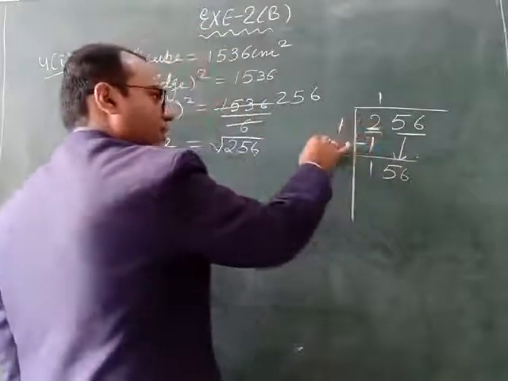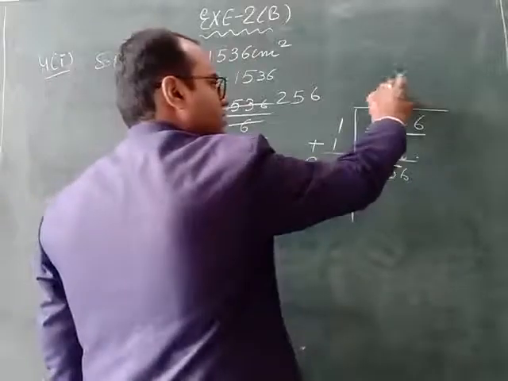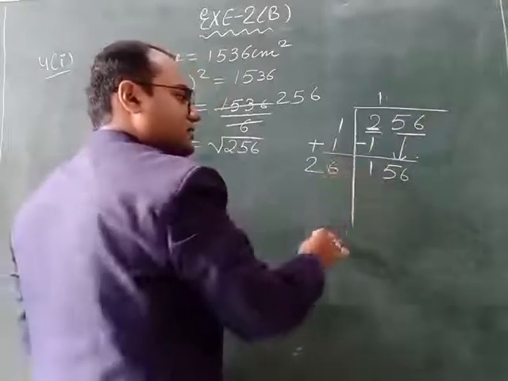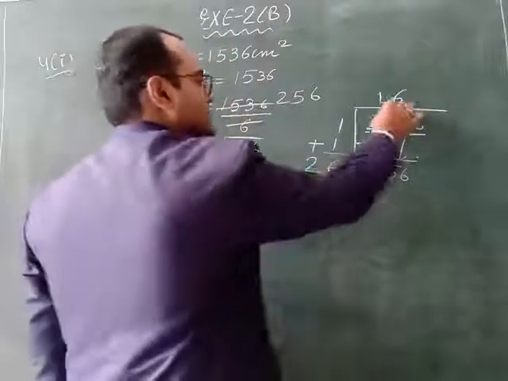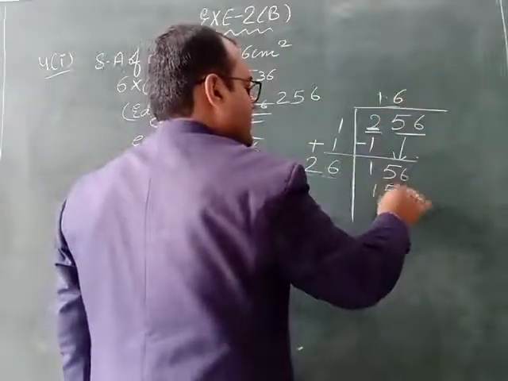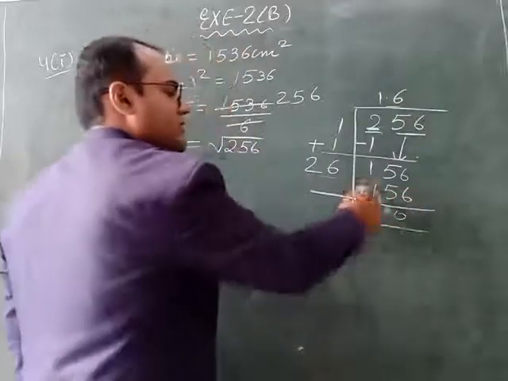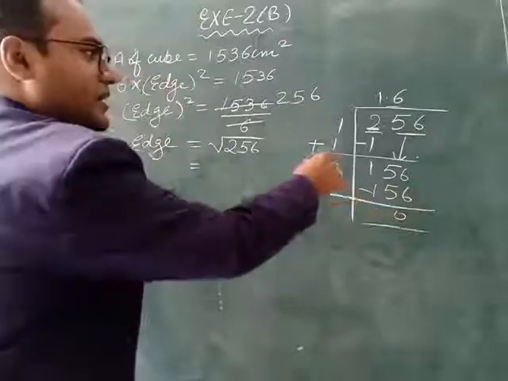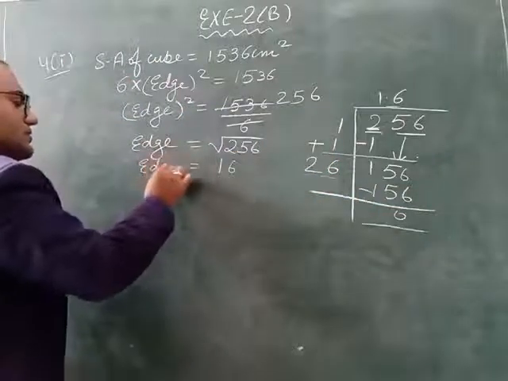To this one we have to add 2. Now the same number we have to write here also and here also. If we write 6 here, then here also we have to write 6. So this will be 26, 6 times 26 is 156. On subtracting it, the remainder will be 0. So on finding the square root, we are getting 16. So the h value answer is 16.